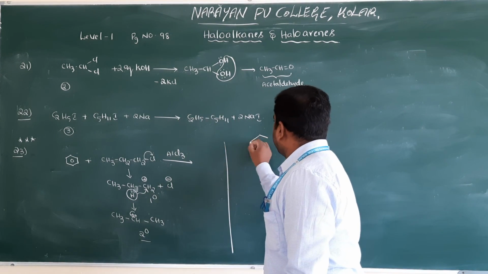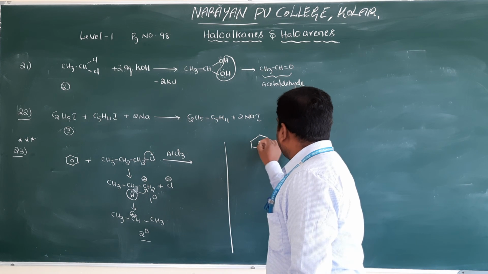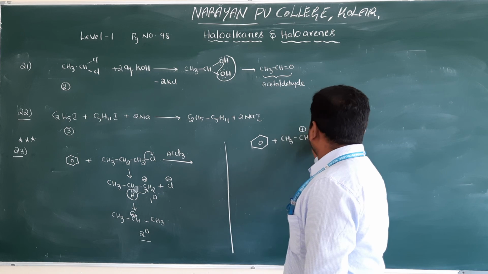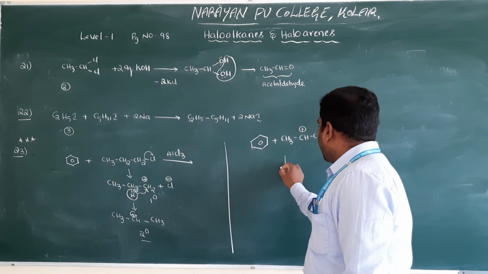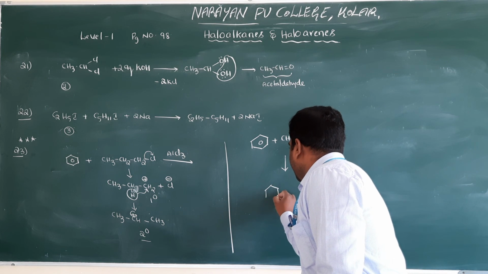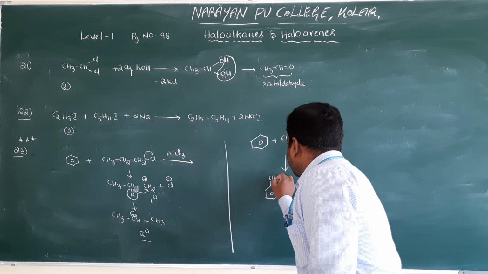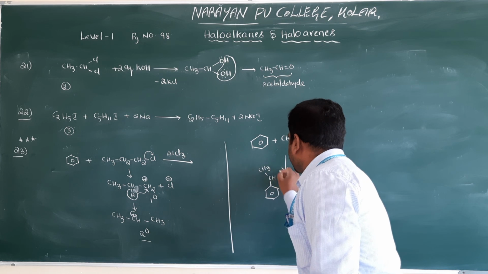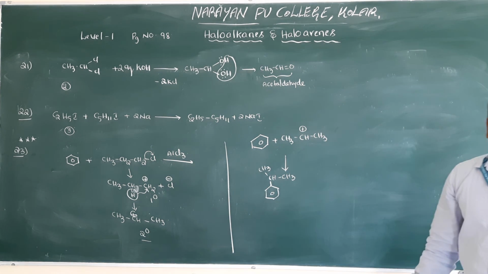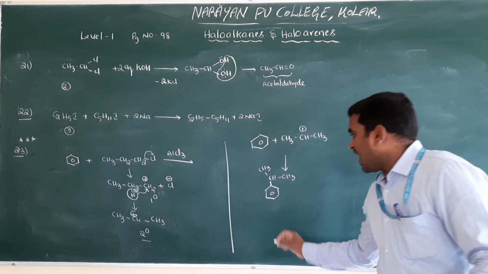In this one, benzene is there. Now benzene reacted with which compound here? Secondary carbocation, that is CH3. Then you know electrophilic substitution reaction. So what is the compound you will get? CH, and here CH3 and CH3. So what will we call this? Isopropyl benzene. So what is your answer?